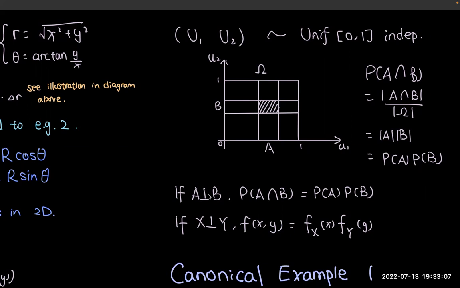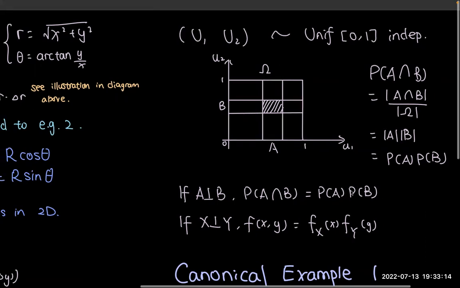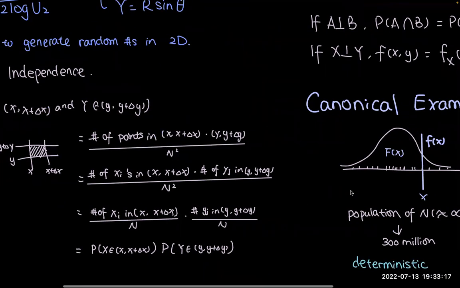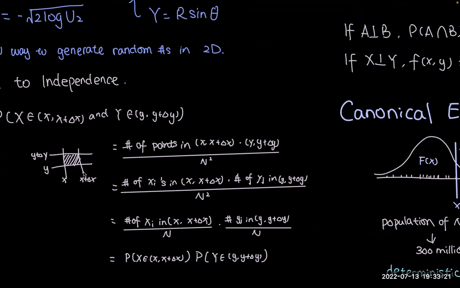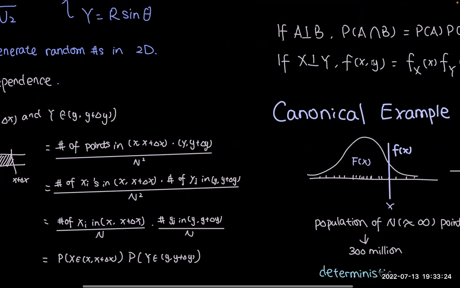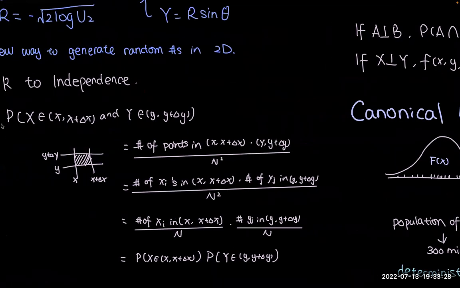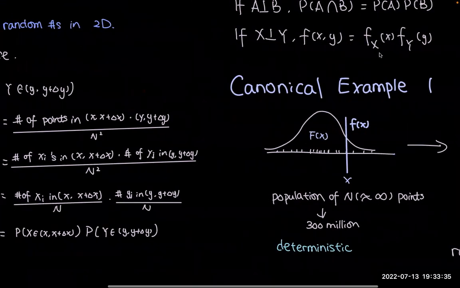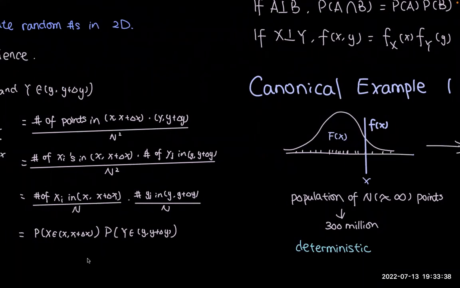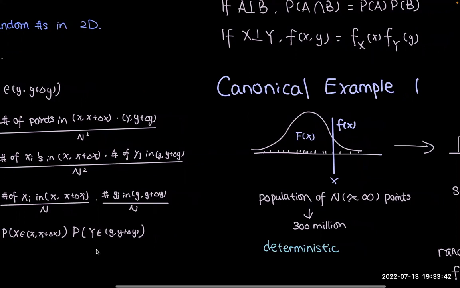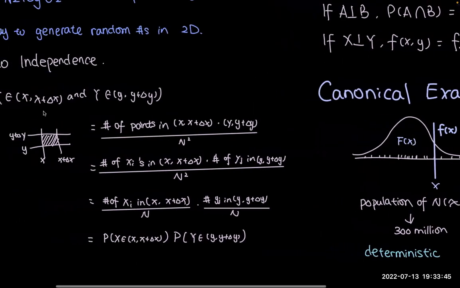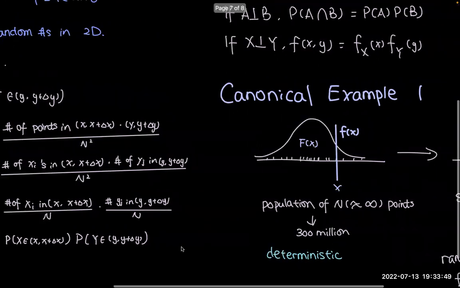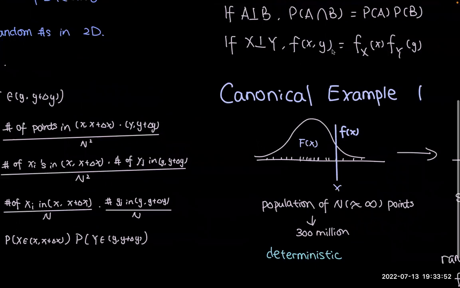So in other words, if A and B are independent, then the probability of A and B equals the probability of A times the probability of B. And similarly, if X and Y are independent, then the joint density of X, Y, which is this probability divided by delta X, delta Y, equals the density of X, which is this probability divided by delta X, times the density of Y, which is this probability divided by delta Y. In this equation, if you divide both sides by delta X, delta Y, then you get this result: the joint density can be factorized into the product of the marginal densities.